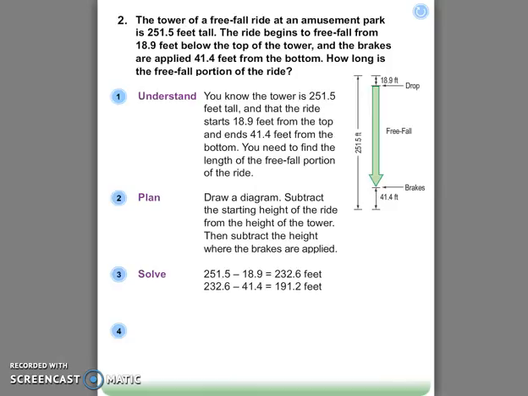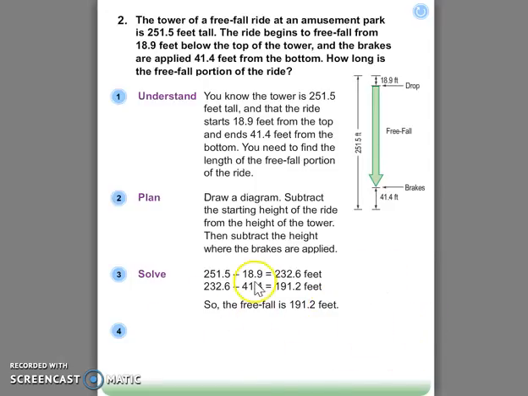So now that I've got my plan, I'm going to solve it. I can take that total height and subtract the top part to get 232.6 feet. Then take that answer and subtract 41.4 feet that I don't fall at the bottom to get 191.2 feet, which is the free fall. That makes sense because if I'm thinking about this, I would estimate 250 feet minus 40 would give me 210, minus another 20 would give me about 190 feet.